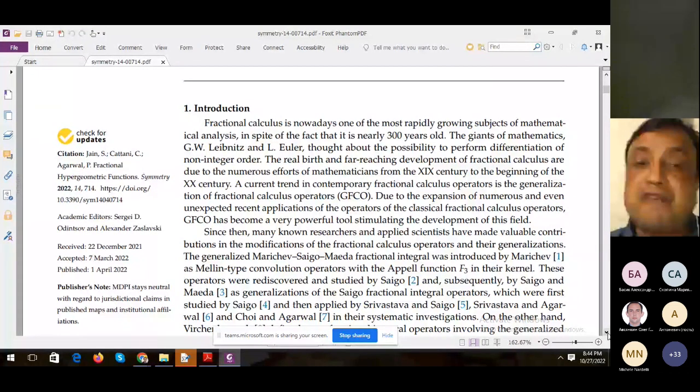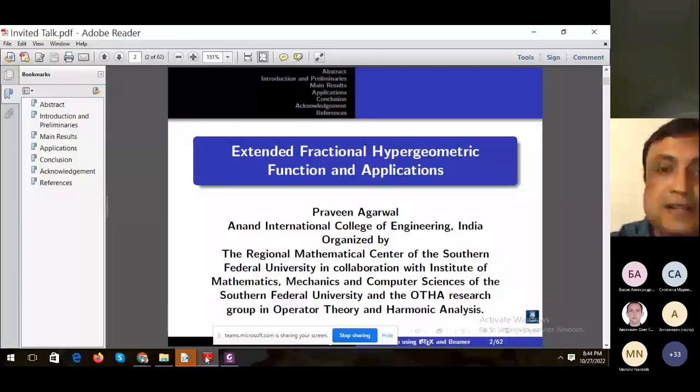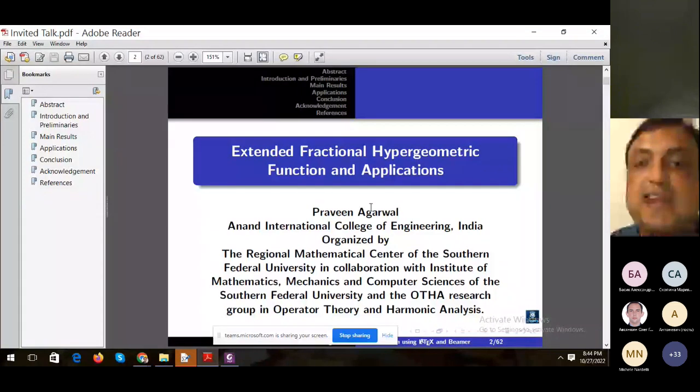After introducing the fractional calculus area, we are able to develop some fractional differential equations. And to solve these kinds of differential equations, we require specific kinds of fractional operators, those having the kernel in the form of special functions. That's why my title is connected with all this research. So my title is directly related to the extended fractional hypergeometric function and applications.